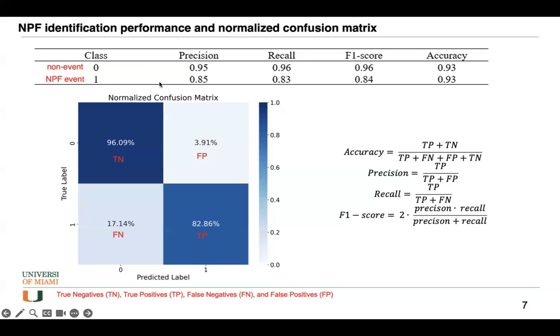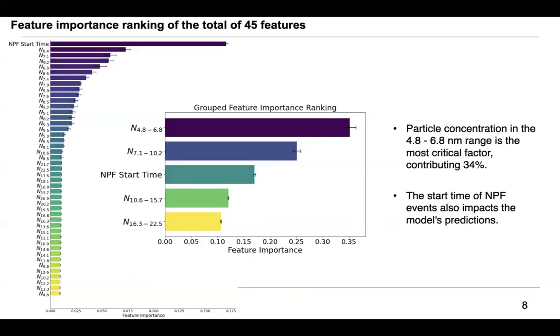So there's some varied result. But in general, this accuracy is pretty good for our further analysis. The second result, we do the feature importance ranking of the total of 45 features.